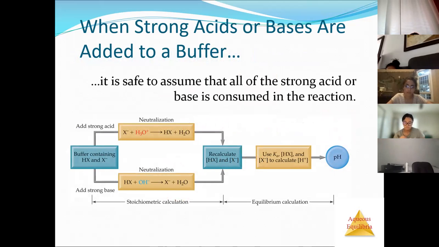When you add a strong acid or a strong base, basically it's safe to assume that the strong acid or strong base is totally consumed. It gets totally consumed in the reaction, and you end up making the weak acid or weak base from that.